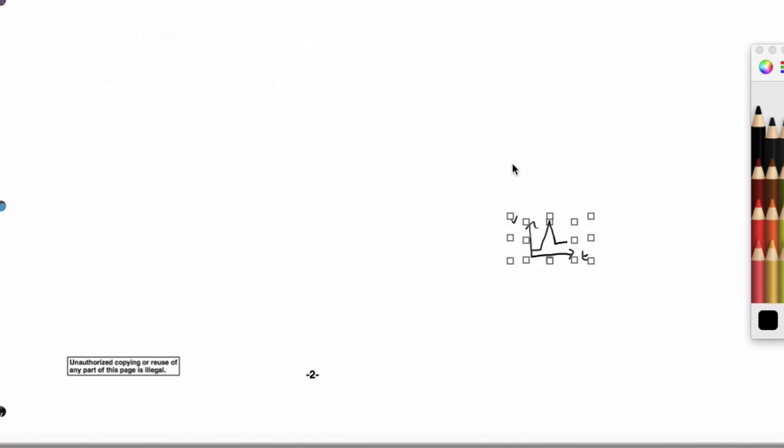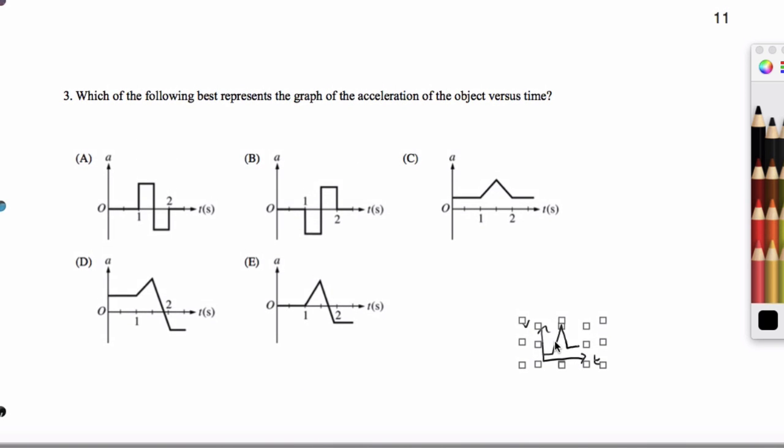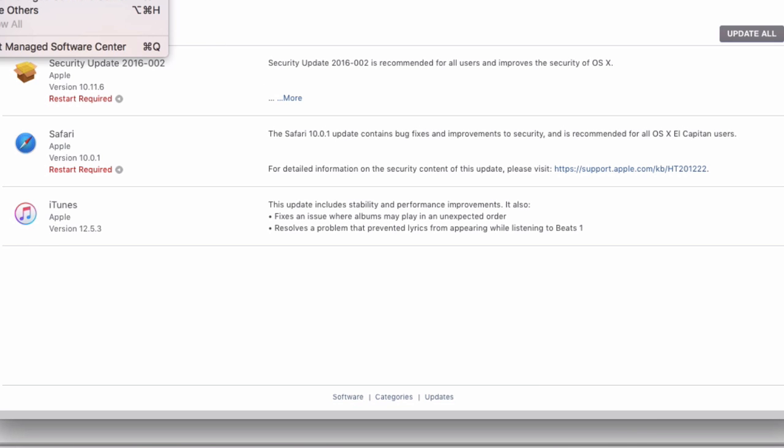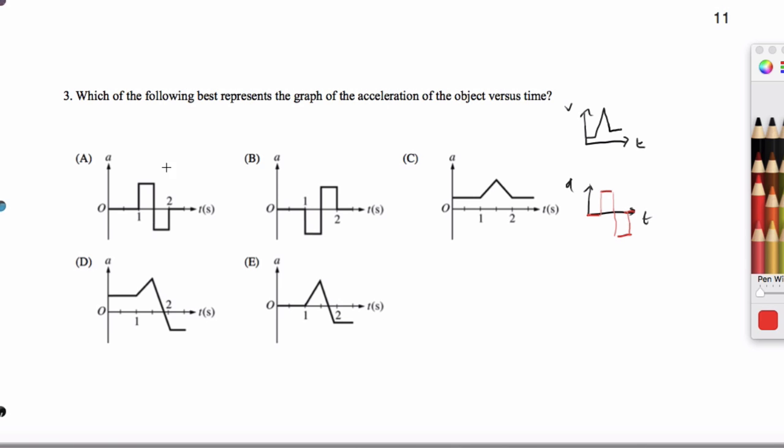So this graph here, which I'll move all the way here. So this is V versus T. And now we want a graph of A versus T. So what this means is that we have no acceleration. So if we're going to do a graph of acceleration versus time, at first we start off with no acceleration, then positive acceleration, negative acceleration, and then no acceleration. They like to connect this with solid lines, apparently. And when I do that, choice A is my result.